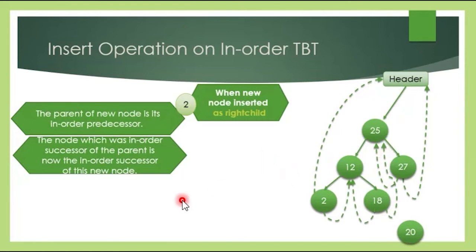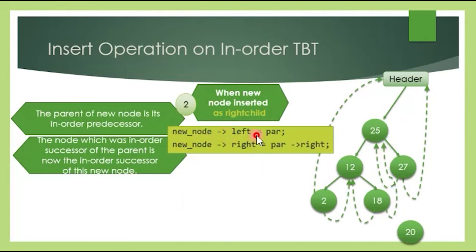So in the same way, let's update the thing. The new node's left pointer is nothing but the parent itself, and the new node's right pointer will hold the right field of the parent. Hence, let's create the thread to the parent node, and let's remove the right thread from the parent node and attach it as the right thread of the newly created node.